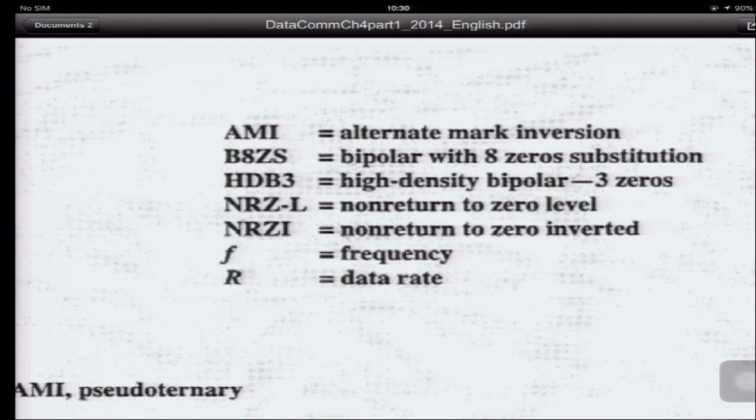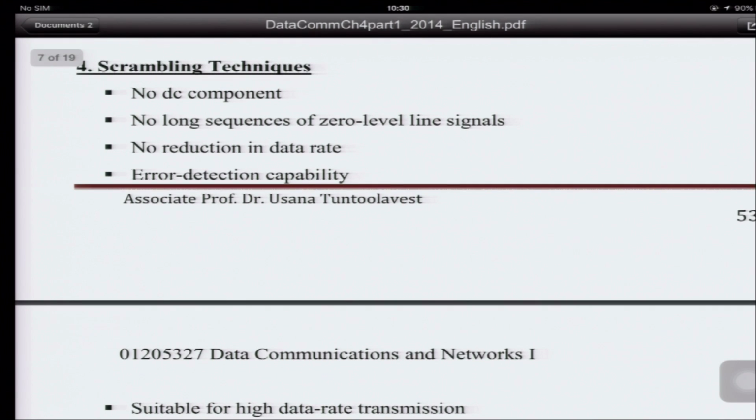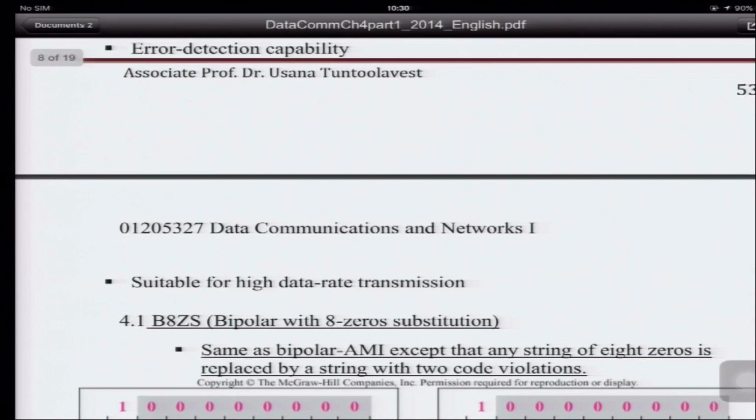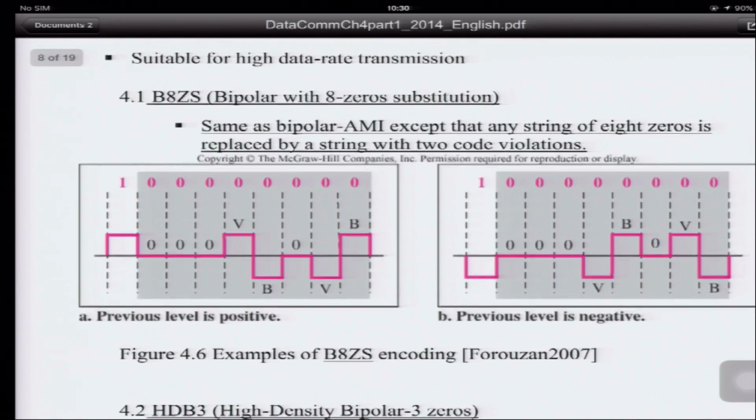Okay, we'll look at how to do the scrambling techniques, these two scrambling techniques. In this case, we want it to have no DC component, and we want it to not have a long sequence of zero level line signals so that you will not lose synchronization. We don't want a reduction in the data rate. And we also want the error detection capability. So what should we do? If we have all that, it will be suitable for high data rate transmission. Okay, what should we do?